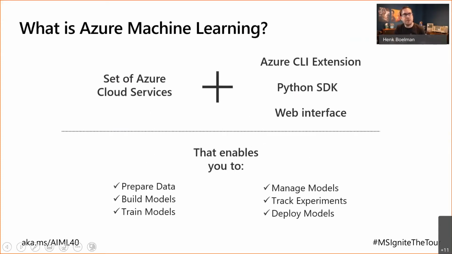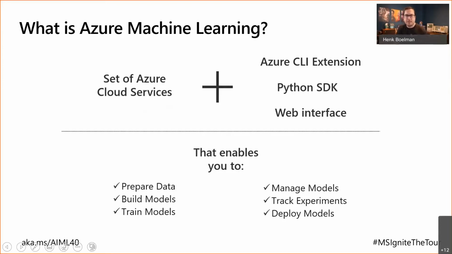And for that, we're going to use Azure Machine Learning Services. So what are Azure Machine Learning Services? Azure Machine Learning Services are a set of cloud services, so it is not just a single thing. It can be controlled using the Azure CLI, Python SDK, and the web interface. And it enables us to prepare, build, train, manage, track, and deploy models. So basically, it's covering the whole machine learning lifecycle for us, from managing our data up to running this model and getting feedback in production.